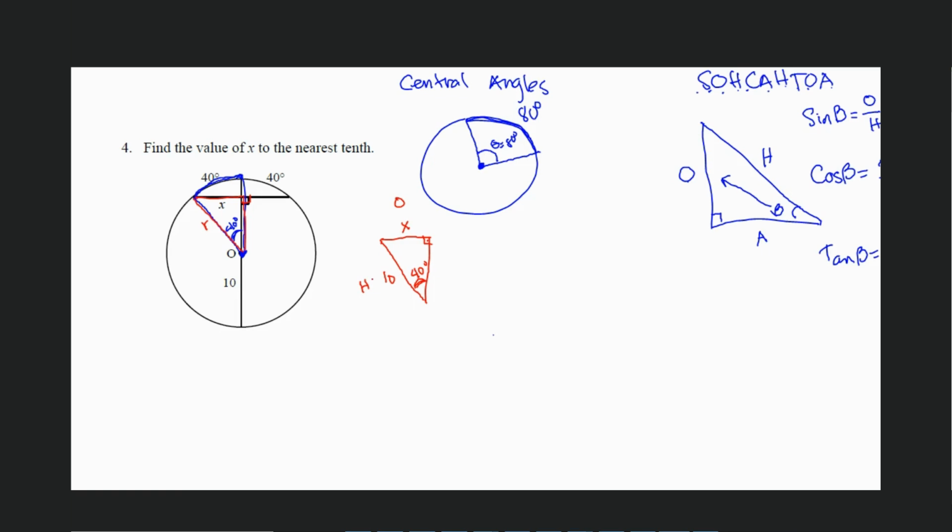So from here, you can use sine. Sine of 40 degrees is equal to the opposite, which is x, over 10. Solving for x, let's cross multiply. So x equals 10 times sine of 40 degrees. Let's find that out.